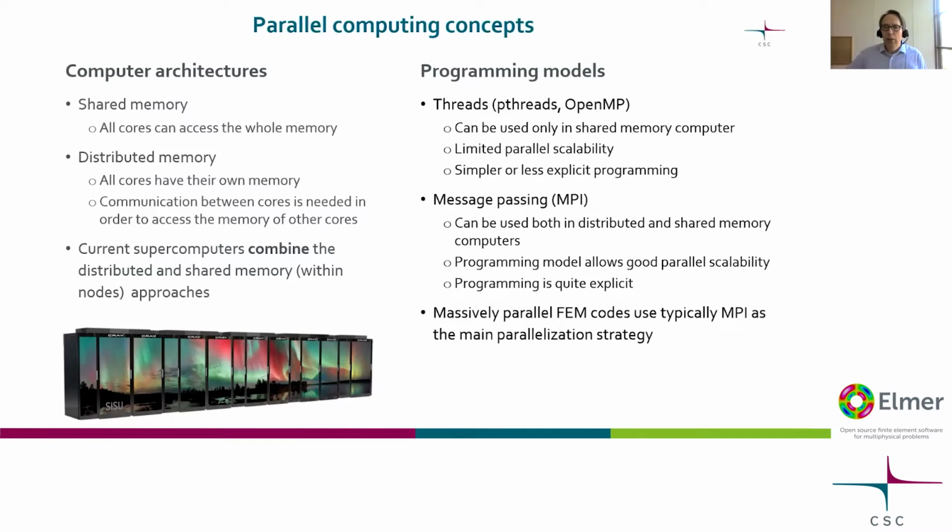On the other hand, for distributed memory, you have the Message Passing Interface, where you explicitly communicate all the data that you want to share with the other partition or the other process. These models usually are used when you aim higher in scalability, because they scale up well to thousands or tens of thousands of cores, or even hundreds of thousands of cores. So massively parallel FEM codes typically use MPI as the main parallelization strategy.